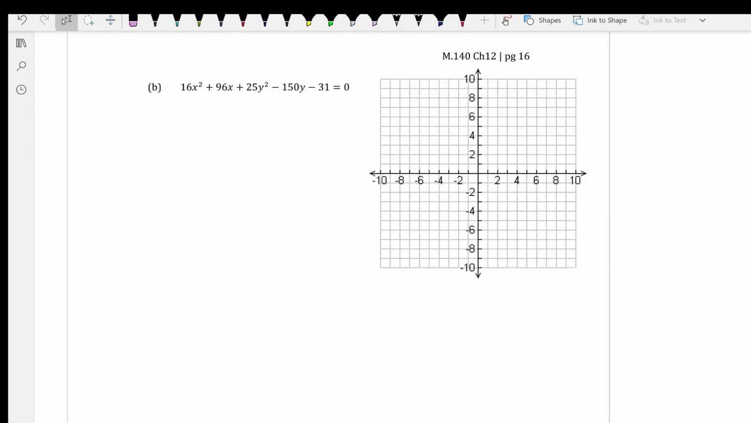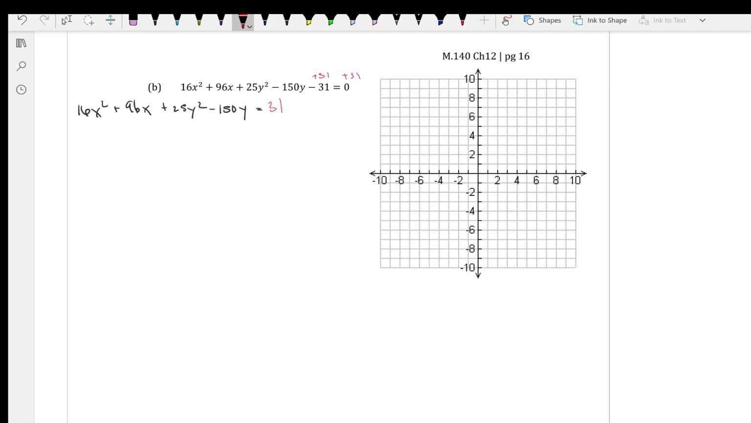Okay. So let's go ahead and do this process all over again. So I'm going to have my 16x squared plus 96x plus 100 and, oops, not 125, but just regular old 25y squared minus 150y equal to, and this is where I add 31 to both sides.